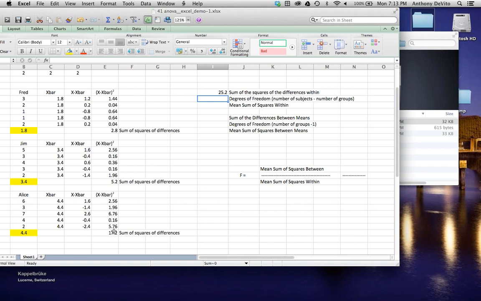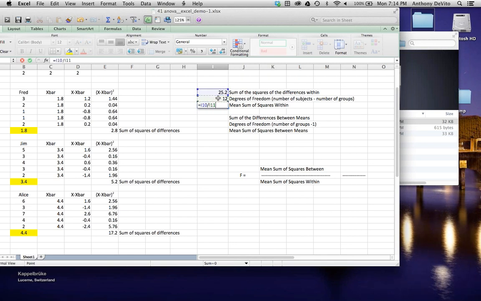Well, now I want to get an average of that, the mean sum of squares within the groups. Well, in order to do that, just like I calculate the variance, I'm going to divide by the degrees of freedom, or the sample size minus 1. In this case, the sample size is 15. There's 3 groups, so it's going to be 15 minus 3. It's going to be 12. The degrees of freedom is going to be 12. And I'm going to take my sum of squares of the differences within the groups and divide it by my degrees of freedom to get that variability. That's equal to 2.1.